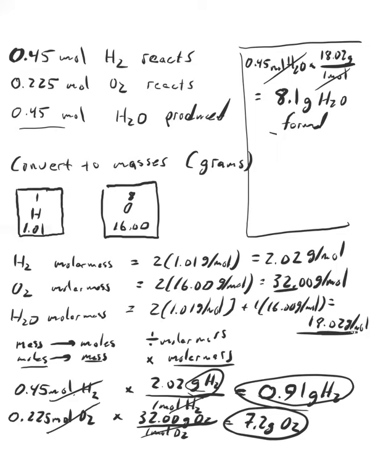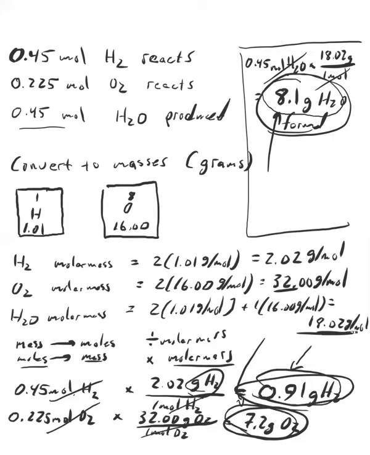Okay, so this is actually something that we could measure. We could put in 0.91 grams of H2, put in 7.2 grams of oxygen, allow them to react, and then we would find that 8.1 grams of water is actually produced. Note that the amount of water in mass is equal to the amount of hydrogen and oxygen in mass that reacted. That's the law of conservation of matter. The mass of something that's reacting plus the mass of the other thing that's reacting has got to equal the mass of what's produced.